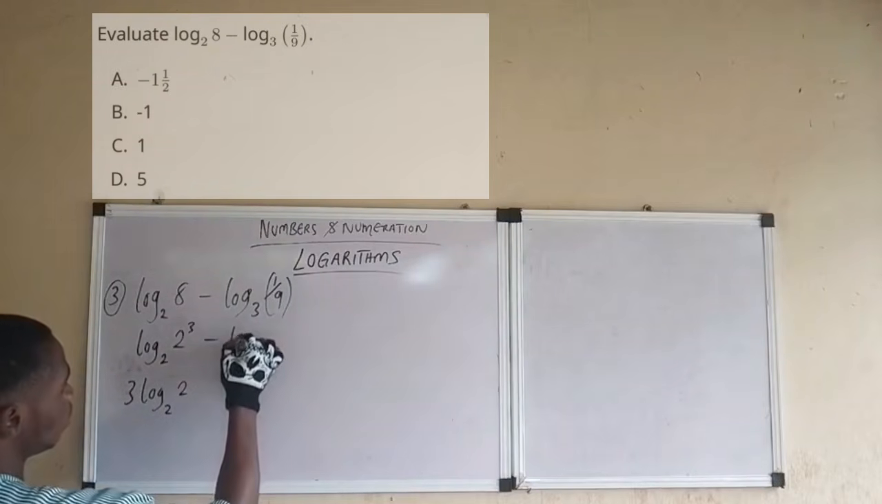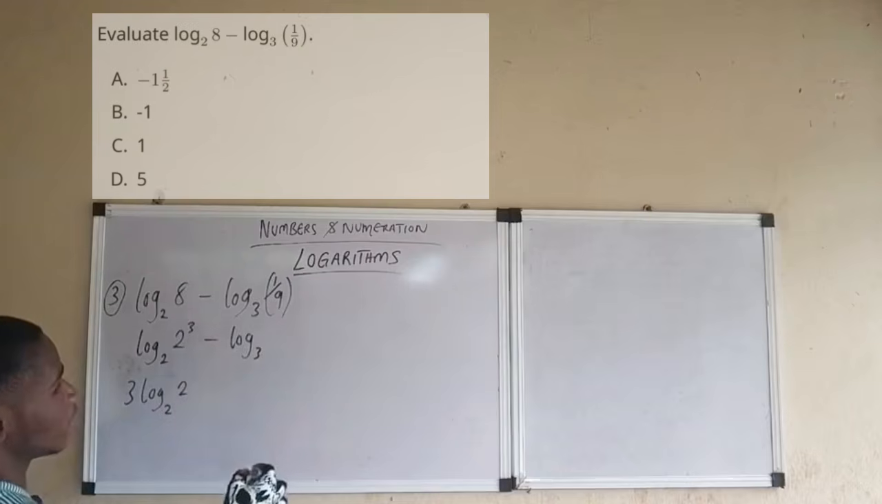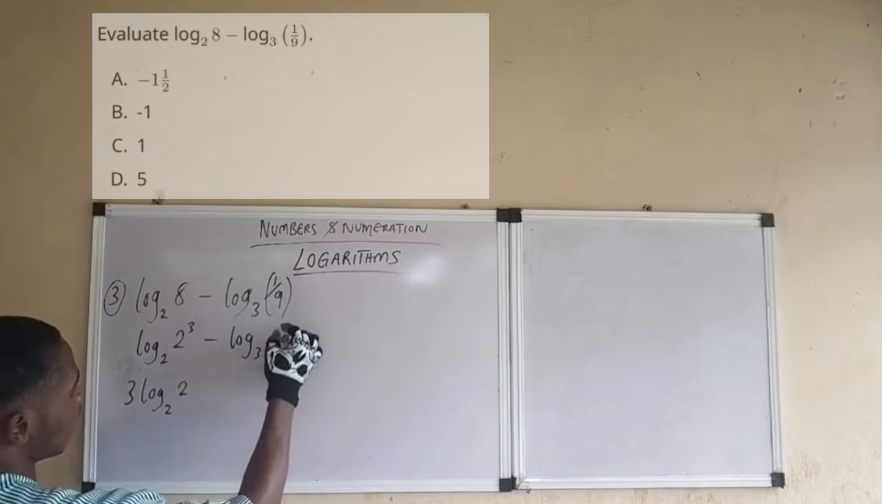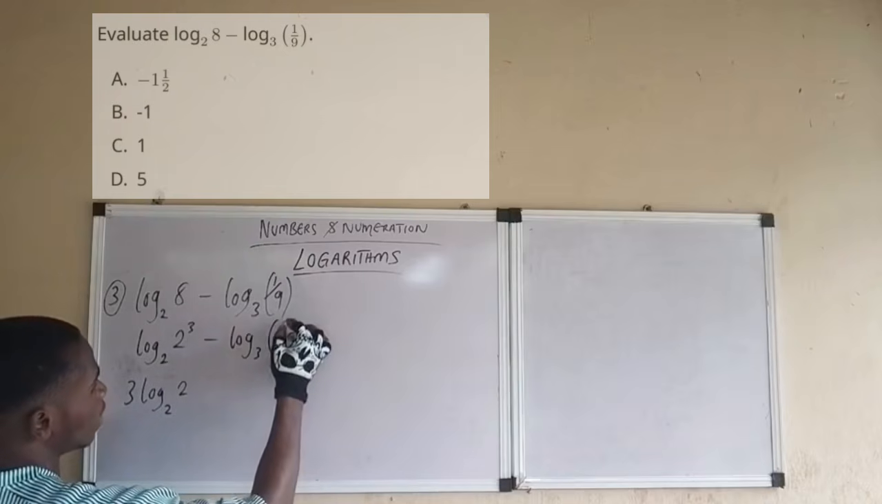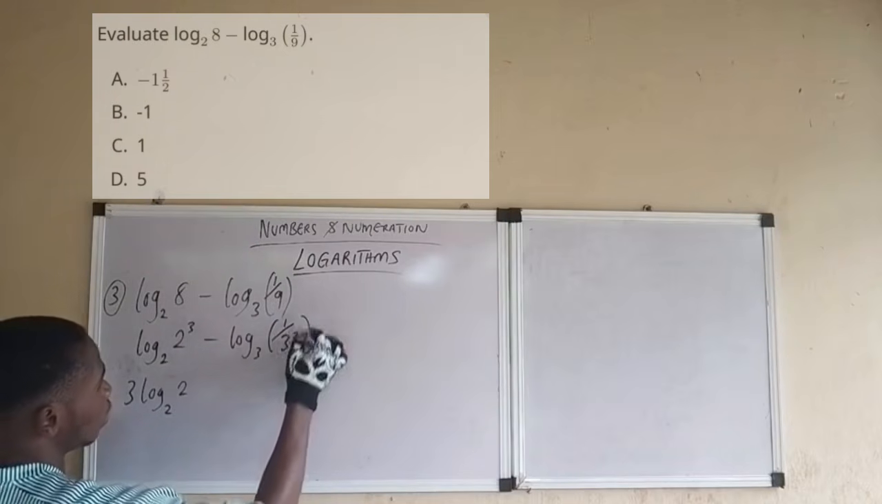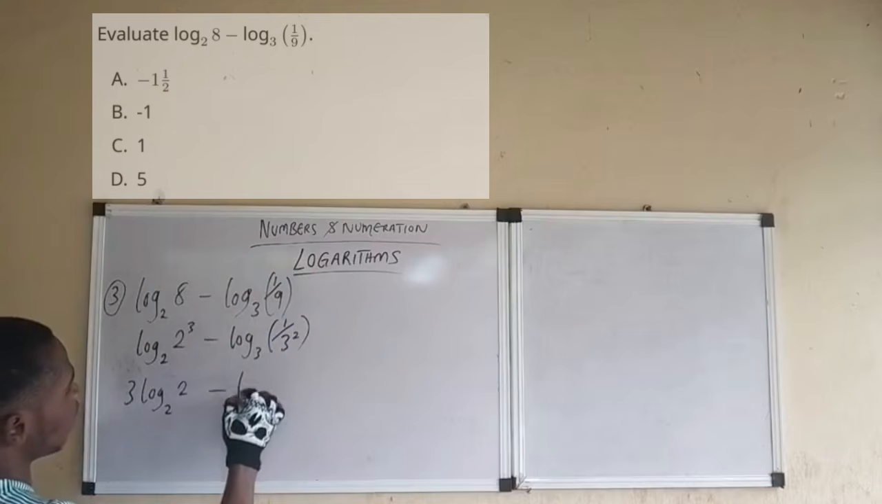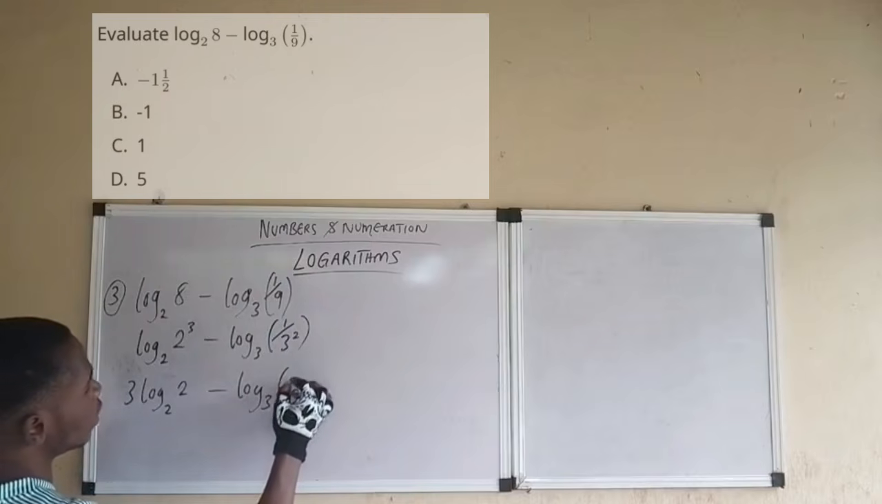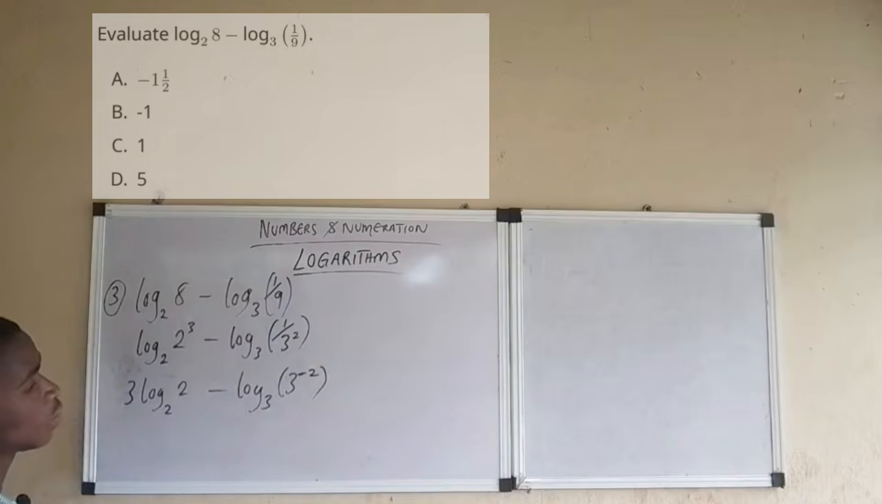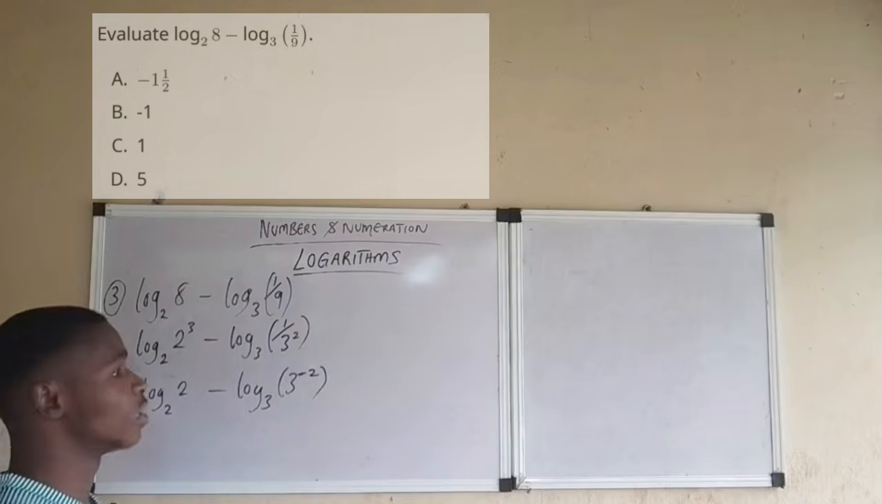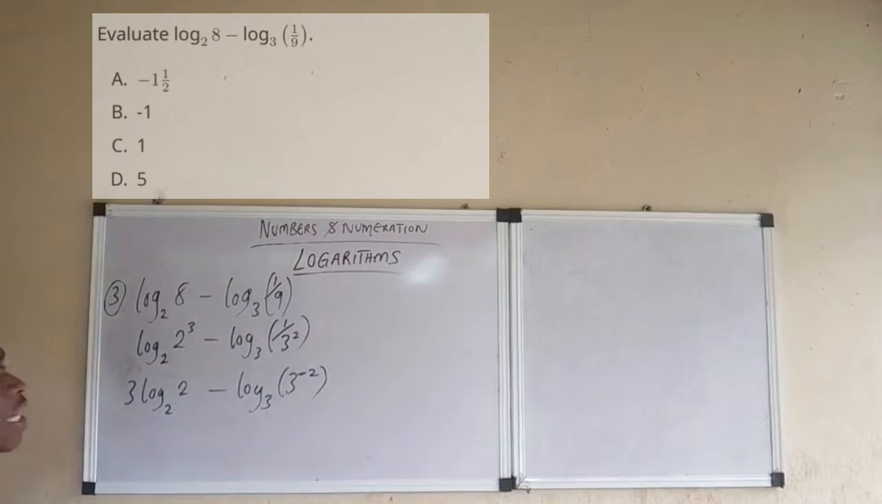Now, we have log base 3. Now 1/9 is the same as 3 raised to power minus 2. But let me take it step by step. We have 1 over 3 raised to power 2 here. When you simplify further, it gives you 3 raised to power minus 2. 1/3 raised to power 2 is 3 raised to power minus 2. If you have something like 1/5, that's 5 raised to power minus 1. If you have something like 1/3 raised to power 4, you understand that's 3 raised to power minus 4. So take note of all those simplifications.